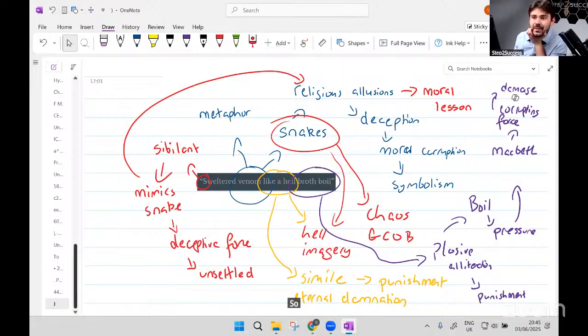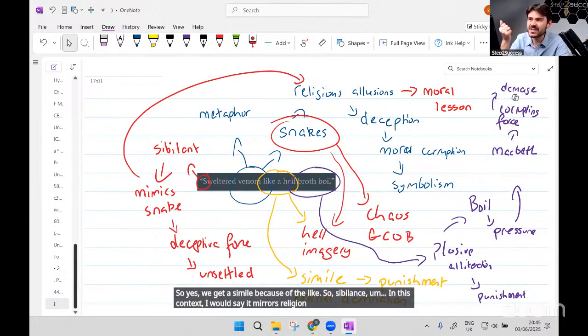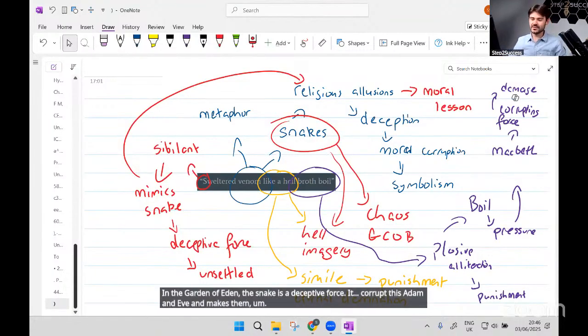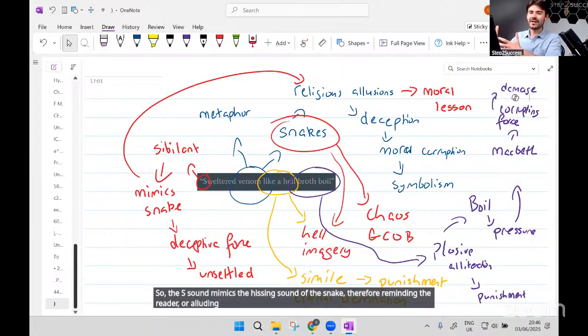So yes, we get a simile because of the like. So sibilance. In this context, I would say it mirrors religion because of the idea of the snake. In the Garden of Eden, the snake is a deceptive force. It corrupts Adam and Eve and makes them do sinful things. They fall into temptation. It symbolizes temptation in a negative way. And so this S sound almost reminds the reader of that story. Much like in modern day society, when we call people snakes, it's because they're deceptive. They go behind people's backs. They make bad things happen. So the S sound mimics the hissing sound of the snake, therefore reminding the reader or alluding to that story.